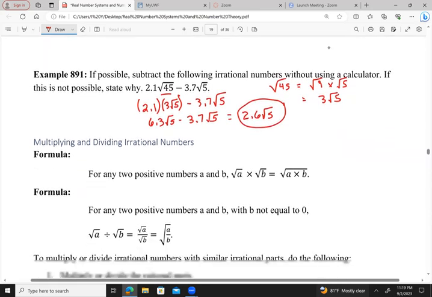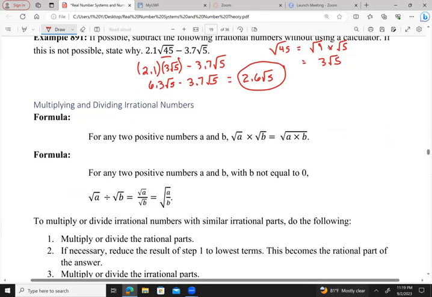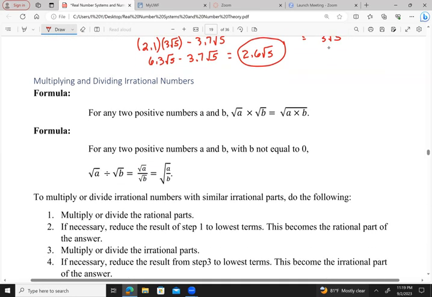Okay, multiplying and dividing irrational numbers. Well, for any two positive numbers a and b, the square root of a times the square root of b is equal to the square root of a times b. And for any two positive numbers a and b, with b not equal to 0, the square root of a divided by the square root of b is equal to the square root of a over the square root of b, or the square root of a over b.